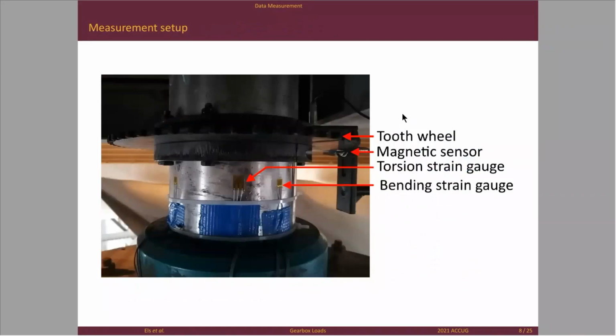So the measurements that we did were on the output shaft. Here you can see, if I start from the bottom, the bending strain gauges, we've got 2 pairs of them, at 90 degrees. Then a full bridge torsion strain gauge over there, and then magnetic sensors to pick up the speed, and we need sub-rotation speed. So this was one of the difficult things to achieve, to measure the speed accurately on this big shaft. And for that we used a tooth wheel.